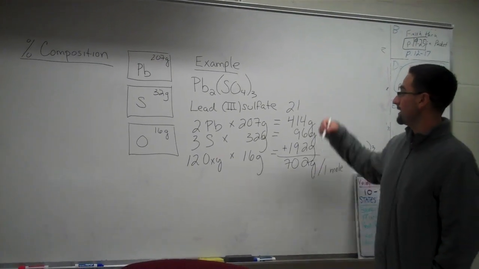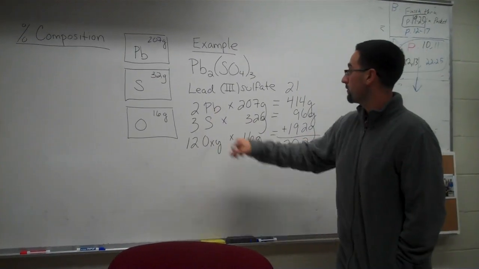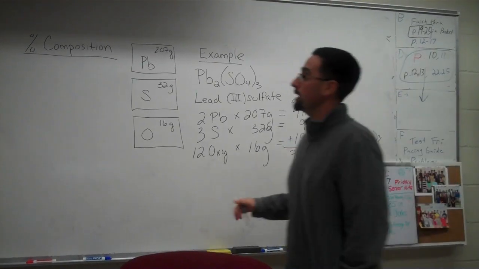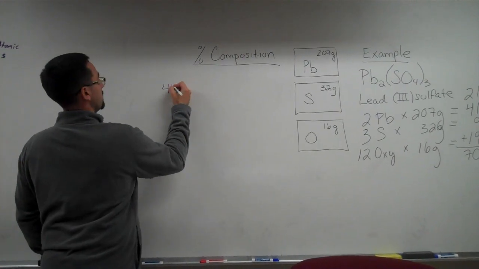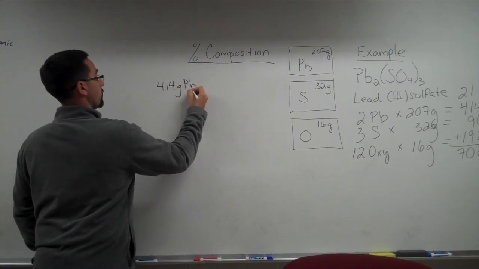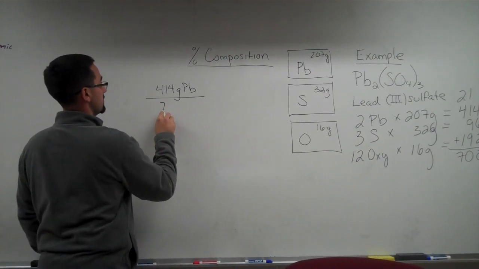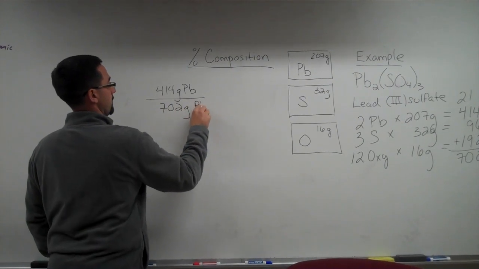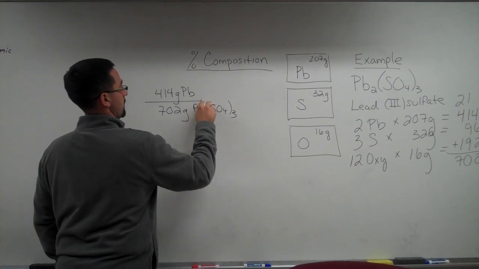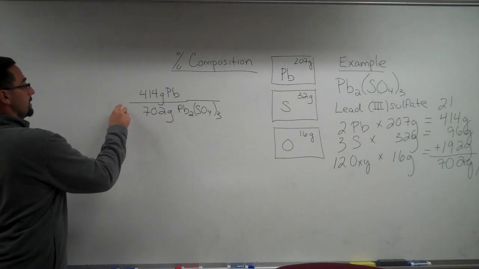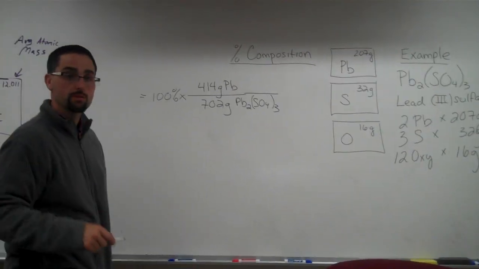So now what we simply have to do is take the masses of each individual atom in that molar mass and divide it by the total. So for lead it was 414 grams. So we're going to take 414 grams of lead divided by the total molar mass, which we found to be 702 grams. And we're going to simply divide this and multiply it by 100%. We'll plug those numbers in later.